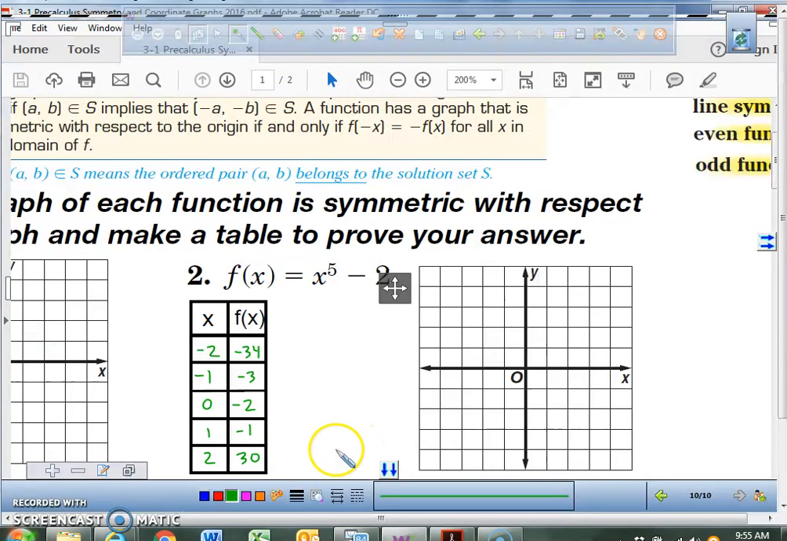Now we can't plot all of these, but I want you to definitely plot these 3 right here. So we're going to go (-1, -3) and put a point. (0, -2). (1, -1). Now, if I only plotted just those 3 points, that kind of looks like a line, doesn't it? So that's where these points that you can't plot still give you some perspective. If I say (-2, -34), it would just keep going way, way down.